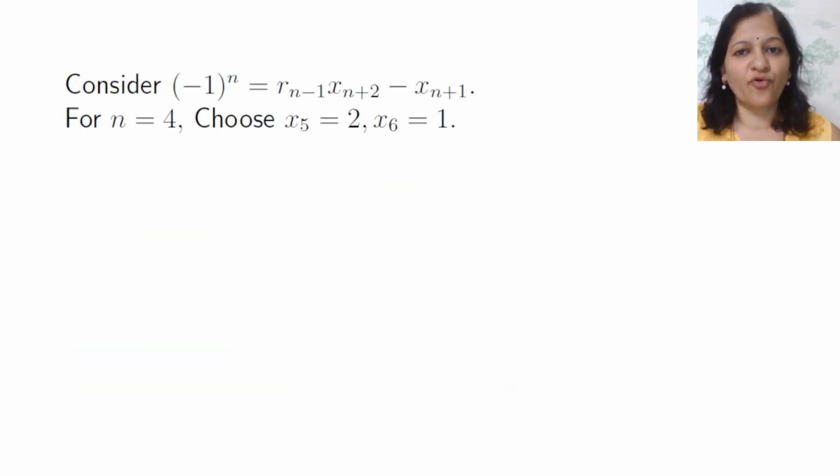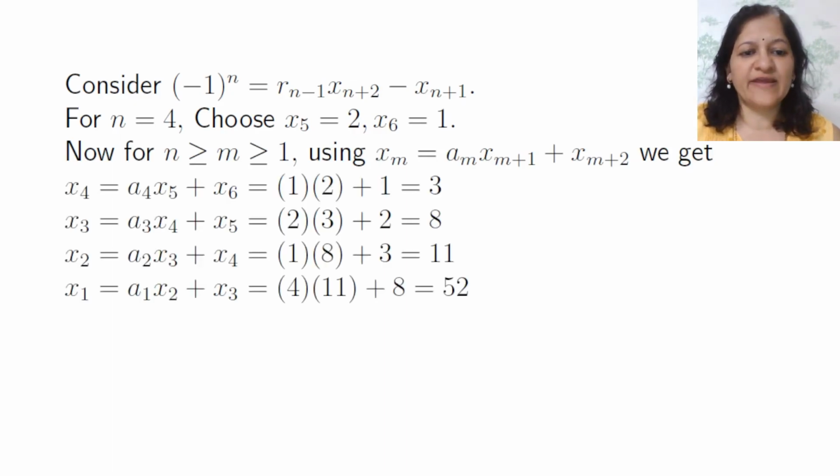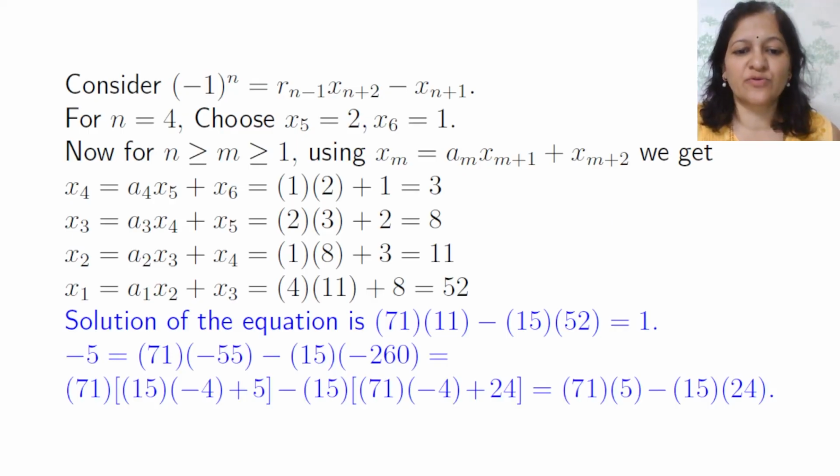Now n equal to 4, which is even, so we can choose x5 equal to 2 and x6 equal to 1. Then using backward substitution, we can find x4, x3, x2 and x1. Now x2, x1 is the solution. So 71 into 11 minus 15 into 52 equal to 1. But we want the constant as minus 5. So multiply both sides by minus 5.